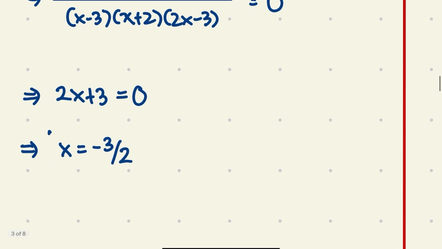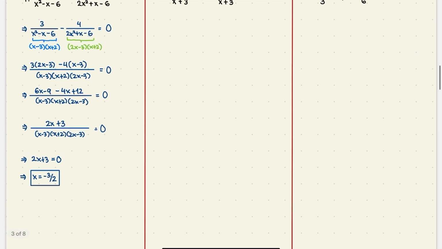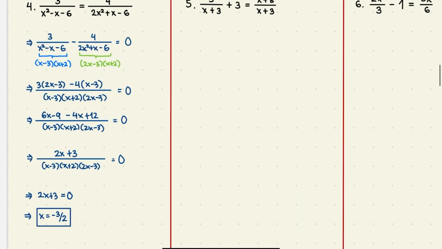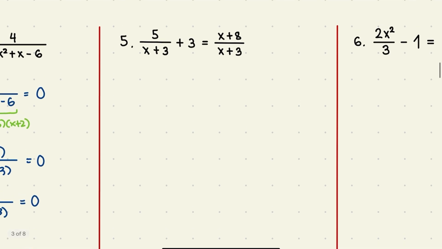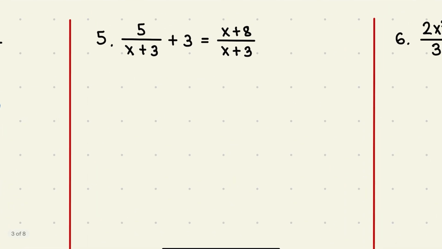So with that, we can conclude that the final answer for this one is x equal to negative 3 over 2. Okay, then let's move on to the fifth one. So we have here 5 over x plus 3 equals x plus 8 over x plus 3. Again, same game. Just move everything to one side of the equation.